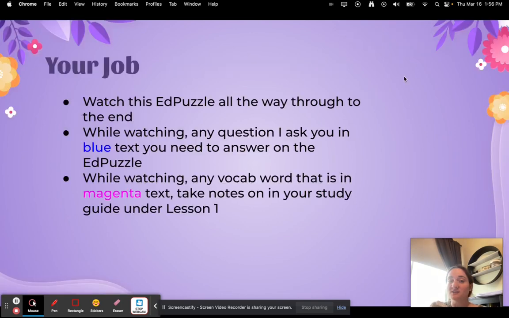Your job, you're going to watch this Edpuzzle all the way through to the end, and while watching, any questions I ask you in blue text, you need to answer on the Edpuzzle. You do not need to write those in the study guide, just answer them on the Edpuzzle. And while watching, any vocab words that are in magenta text, take notes on your study guide under lesson 1.